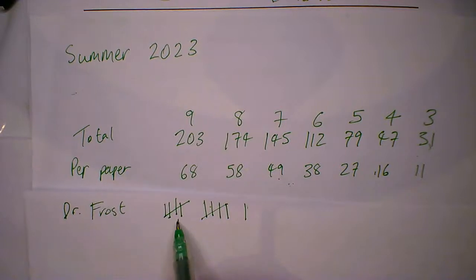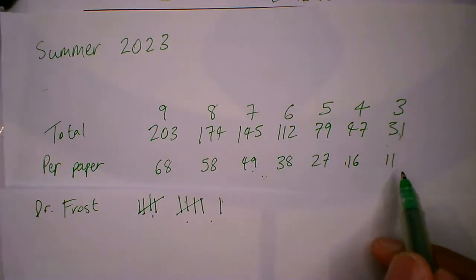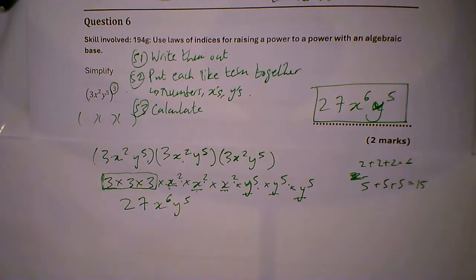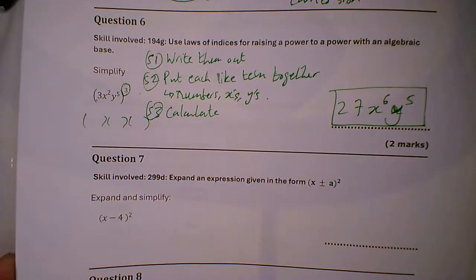1, 2 marks, so we got 5, 10, 11 marks. So we've banked a grade 3. We need another 5 marks to bank that grade 4. Let's continue.